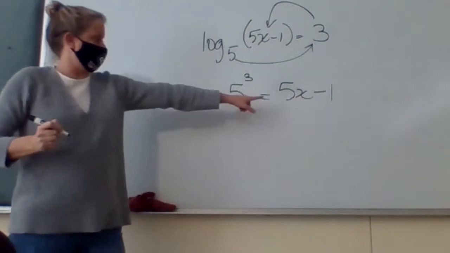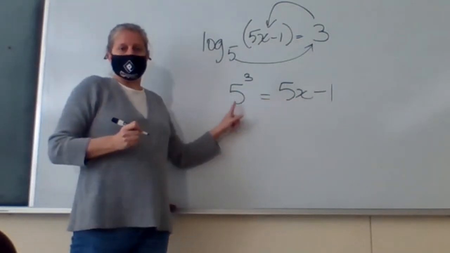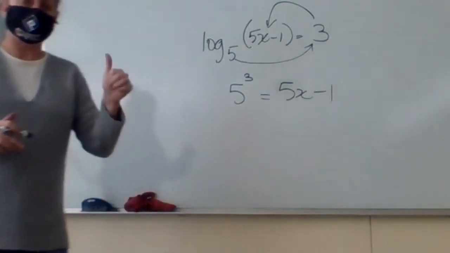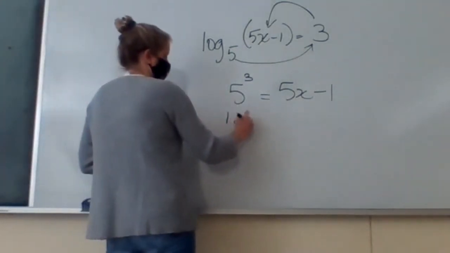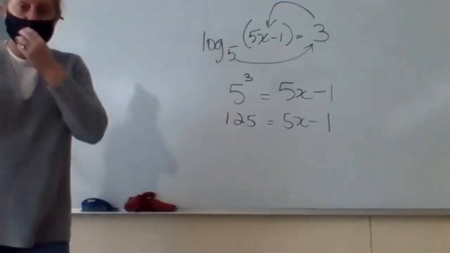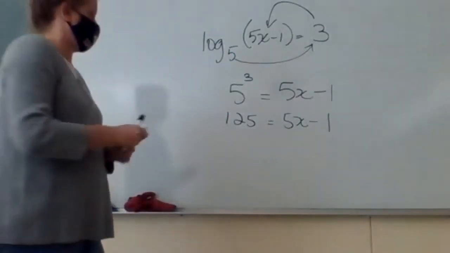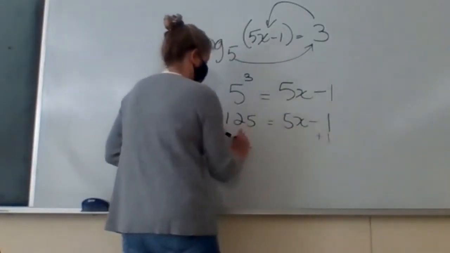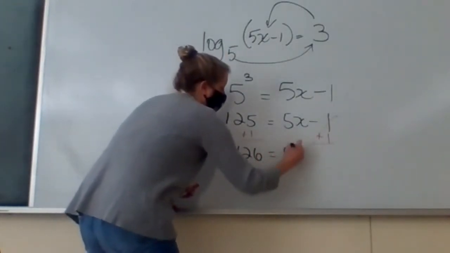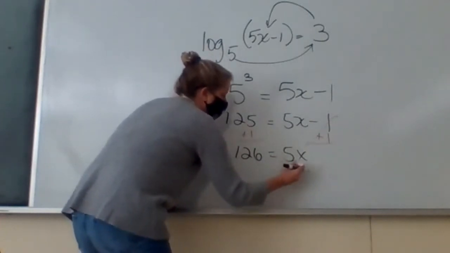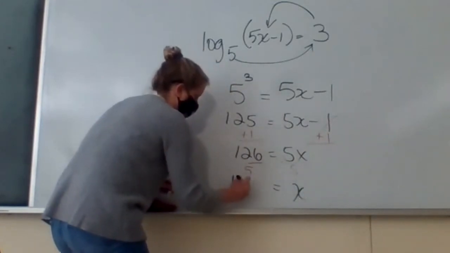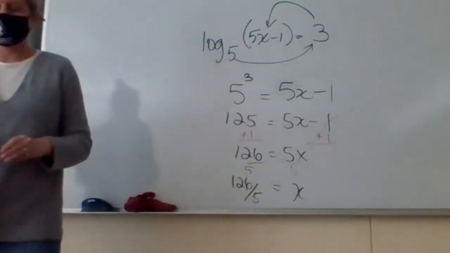So now look what you have. I'm solving for x. I can rewrite 5 to the third power as 125, right? 5 to the third means 5 times 5 times 5. And then solve it for x. So I'm just going to isolate the x by adding the 1. So let's see, 126 equals 5x, and then divide by 5. So x is just going to be equal to 126 over 5.